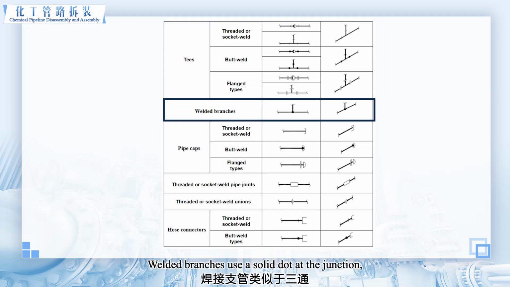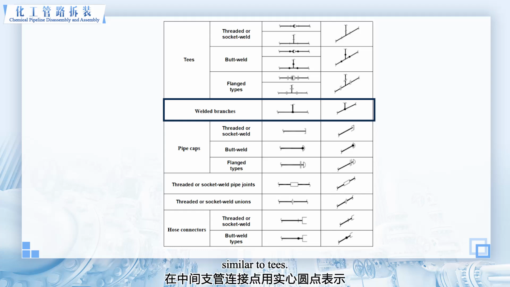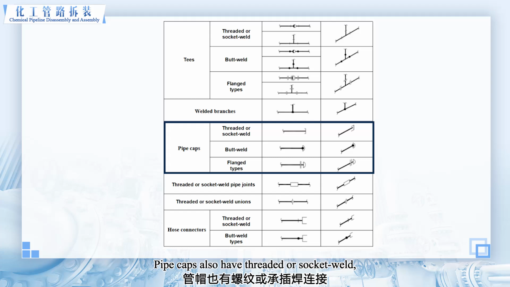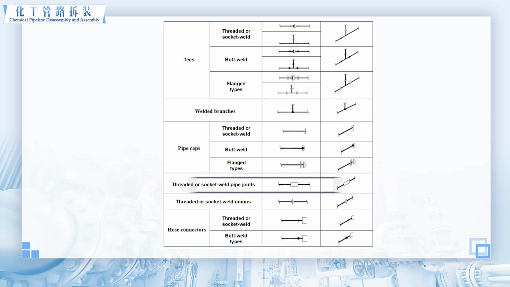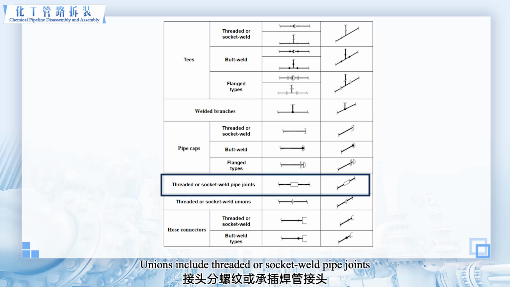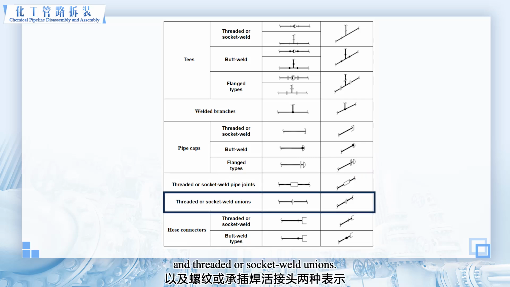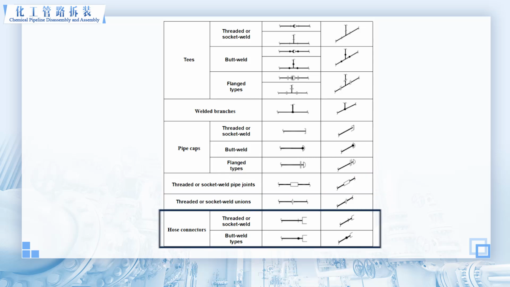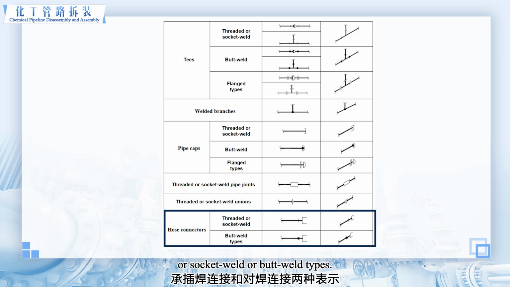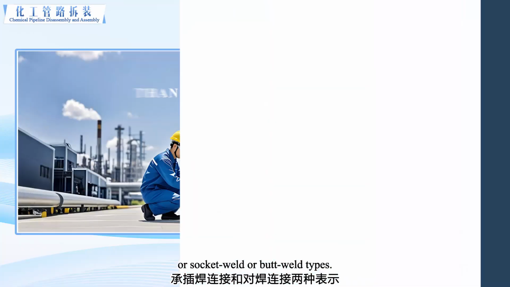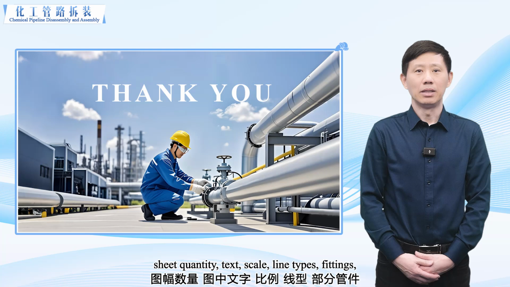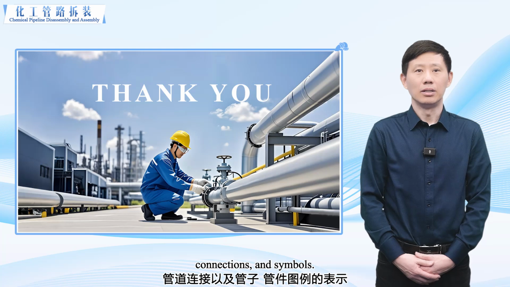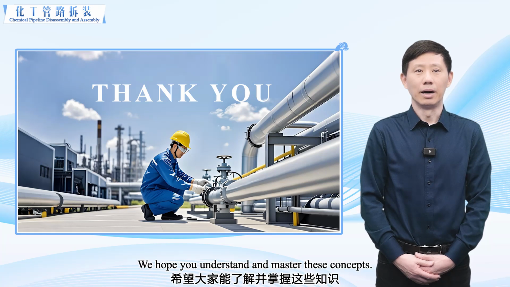Welded branches use a solid dot at the junction, similar to tees. Pipe caps also have threaded or socket weld, butt weld, and flange types. Unions include threaded or socket weld pipe joints, and threaded or socket weld unions. Hose connectors use threaded or socket weld or butt weld types. In this lesson, we covered pipeline direction, sheet quantity, text scale, line types, fittings, connections, and symbols. We hope you understand and master these concepts.